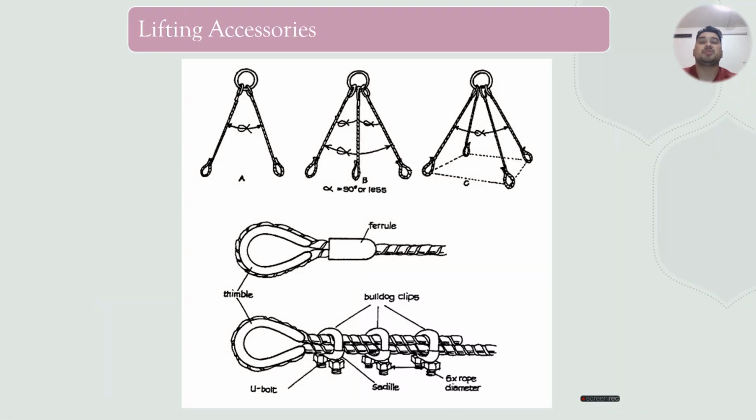These are the lifting accessories that we have to use when we are using the lifting equipment. We are using the cranes also. These are the things we have to check. There is the U-bolt, there is the saddle, and 6x rope diameter. So all these things need to be checked properly. There should not be any damage, any tear or torn. So these are the things that need to be checked properly.